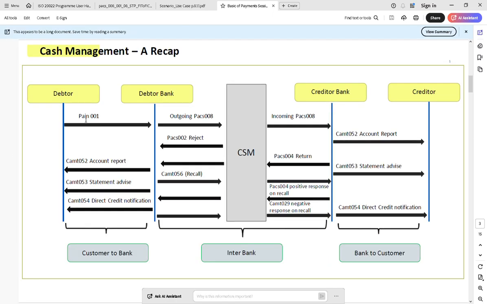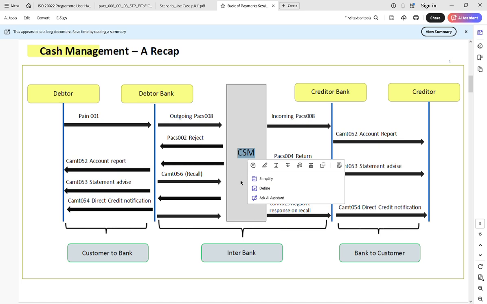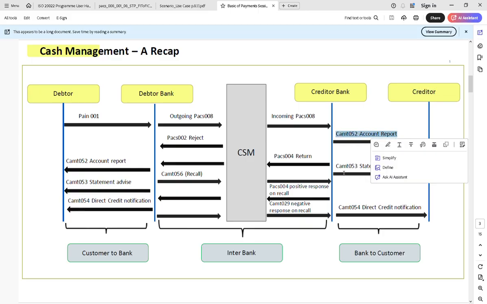Okay. So whenever a payment is initiated from the front-end application or any partner channel, it is PAIN001. It is converted to a PACS008 message. In the middle is your CSM. CSM means any Fedwire or similar system. The same PACS008 message is received by the creditor bank here, and then based on what the creditor requested, it might generate CAMT52, CAMT53, or CAMT54 messages.